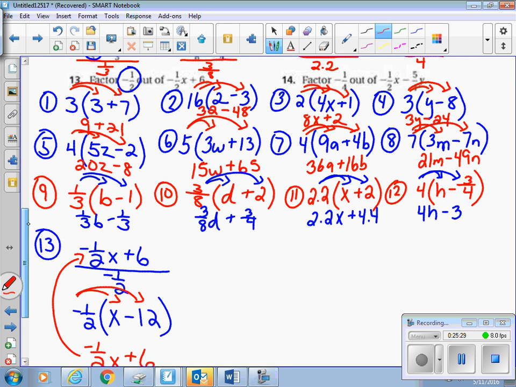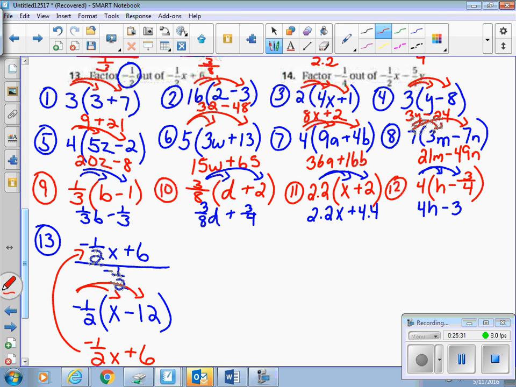So right now I want you to try number 14 on your own. Number 14 is asking you to factor out a negative 1/4. If you can't see your expression, which should be on your paper, you've got negative 1/2 x minus 5/4 y. Factor out your negative 1/4, pause the video, and then come back and check your answer.